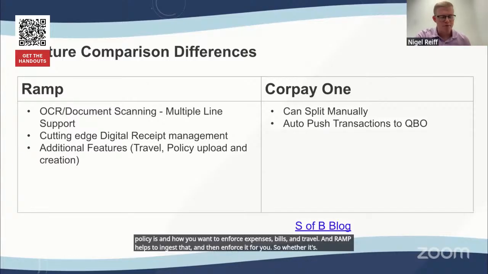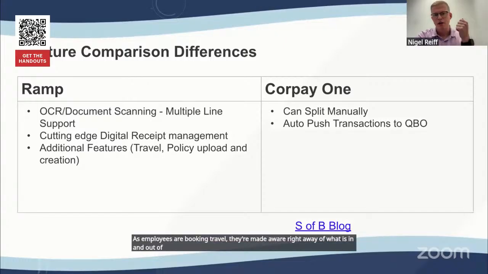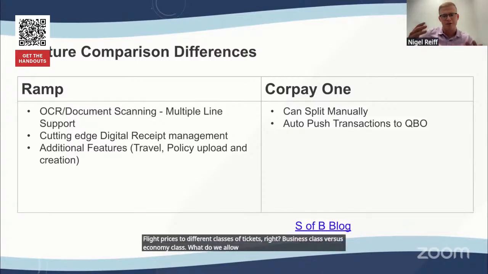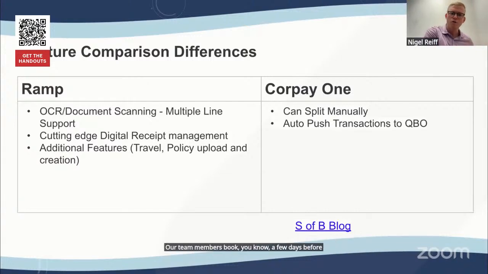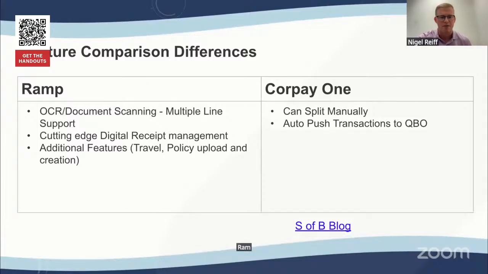So whether it's as employees are booking travel, they're made aware right away of what is in and out of policy, whether it's flight prices to different classes of tickets, right? Business class versus economy class. What do we allow depending on the duration of the flight, how that fluctuates, how early we like to have flights booked. Do we let our team members book a few days before? Do we require 2 weeks before? Same thing with hotels and cars, right? Being able to help guide them into what's in and out of policy, so we're not having to retroactively review and make sure they're doing the right thing. Ramp's helping to guide them through that.